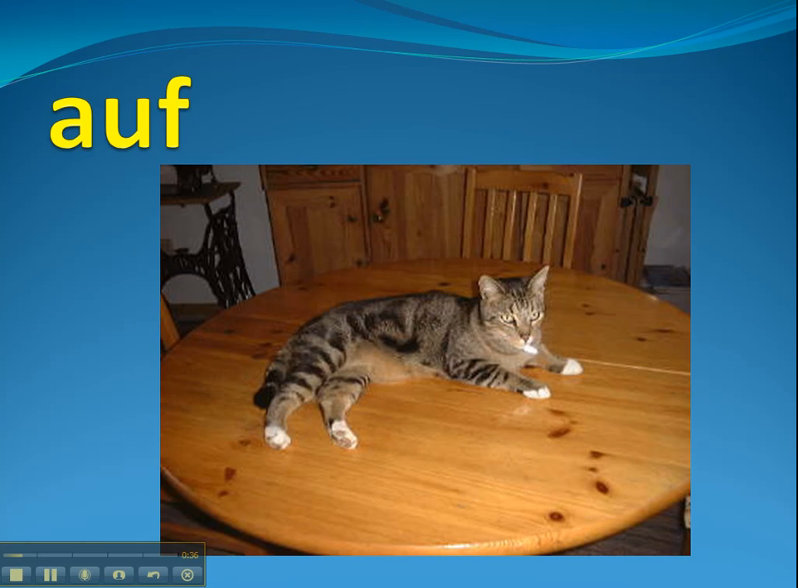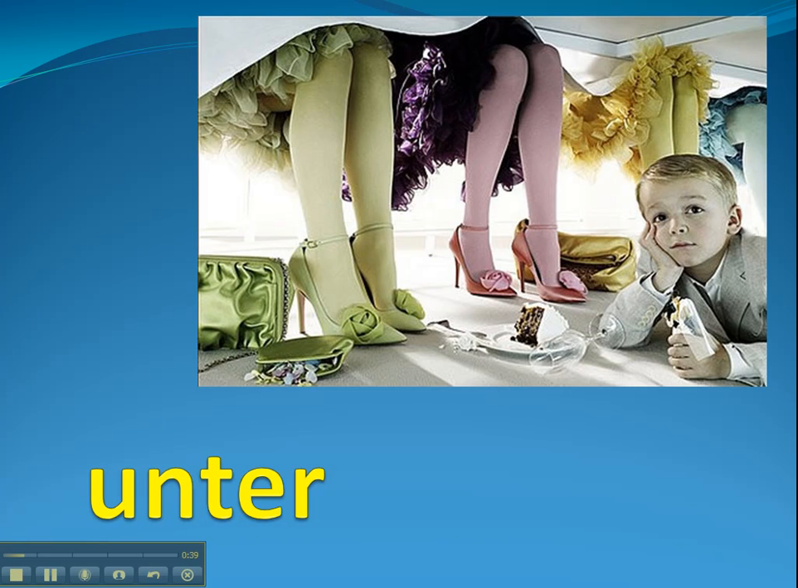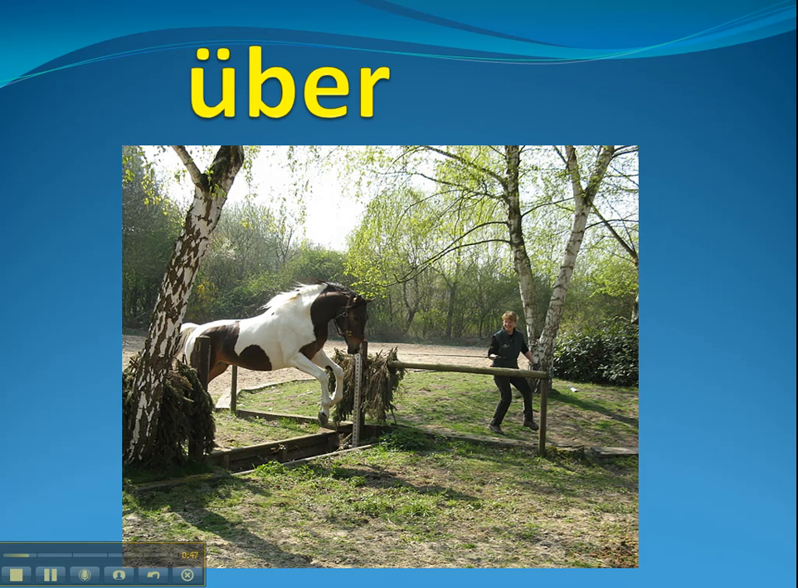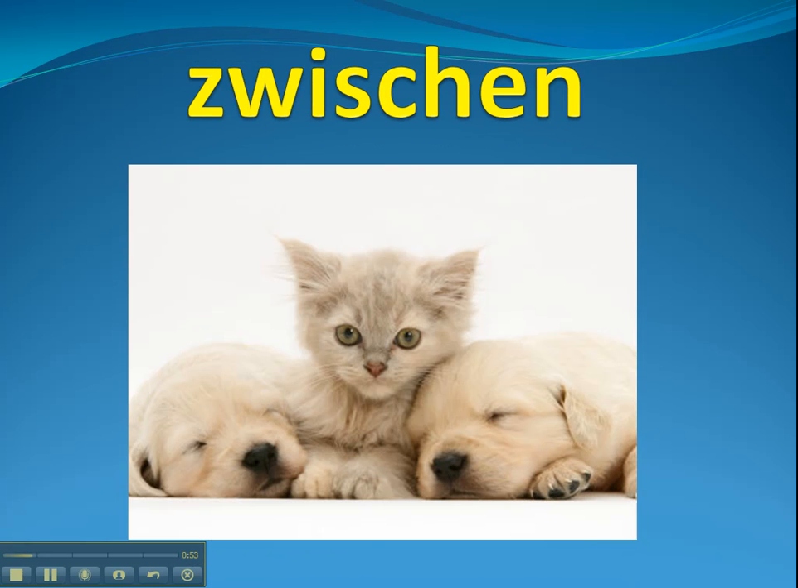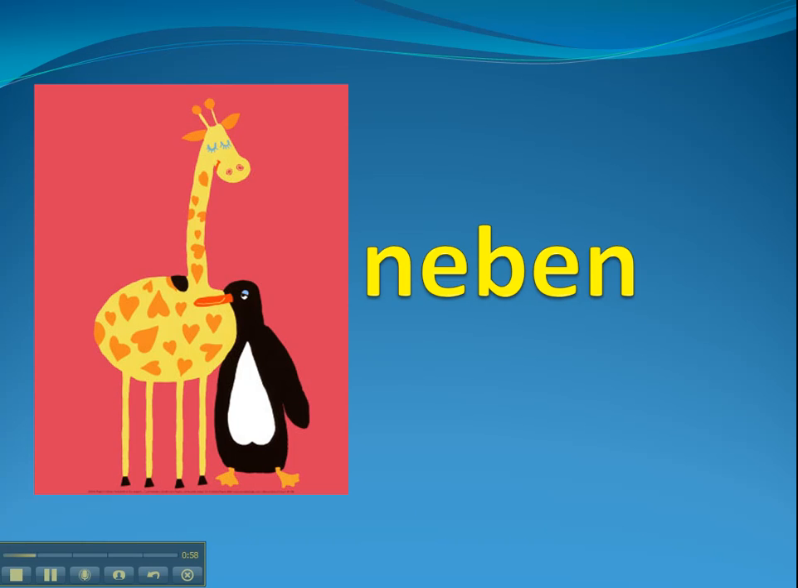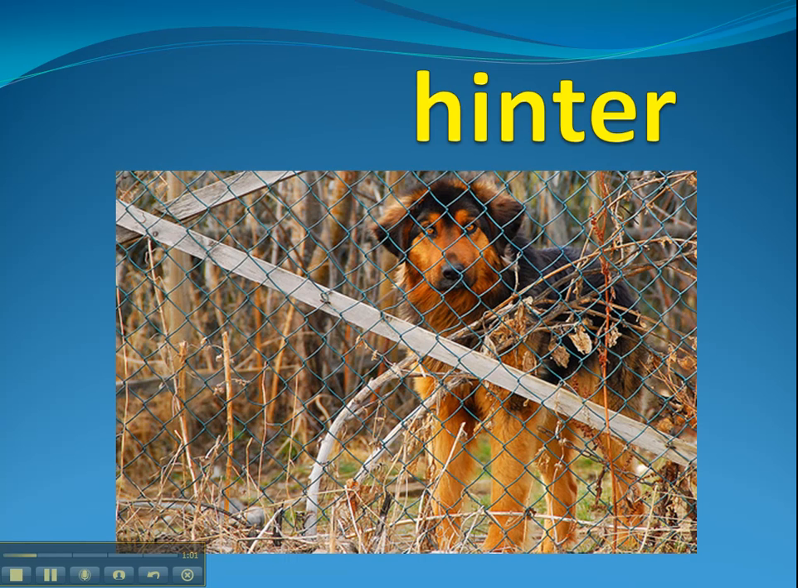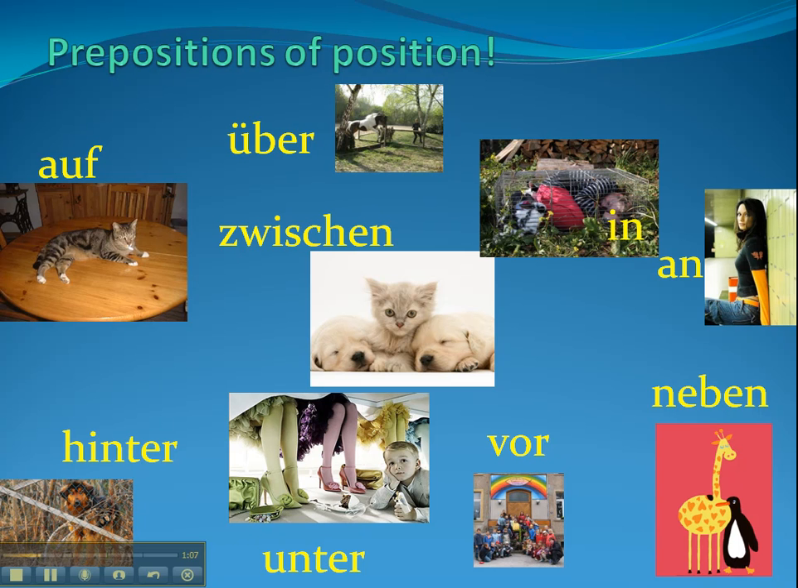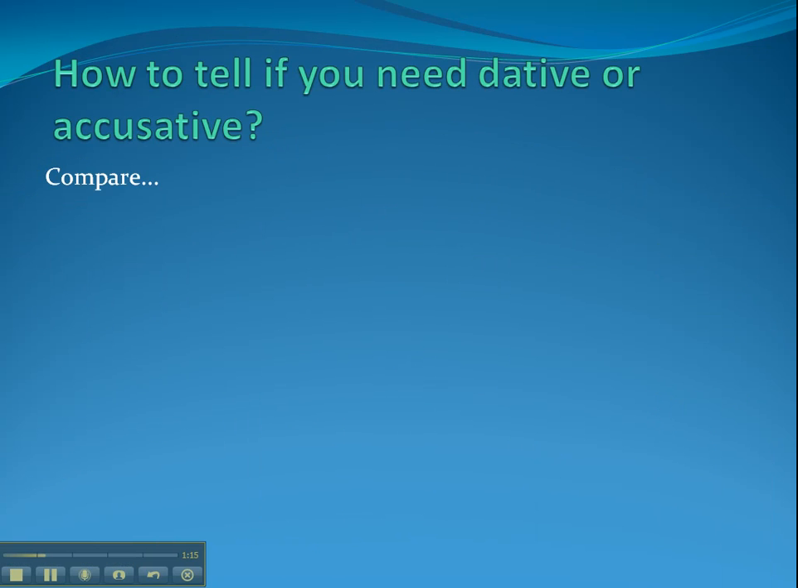The first one is auf, meaning on. Unter, under. An is on with vertical surfaces such as on the wall. Über, meaning over or above. Zwischen, meaning between. In, neben, next to. Hinter, behind. Vor, in front of. And there they all are together, all 9 of them. They're prepositions of position. So how do we know then when to use dative or accusative?